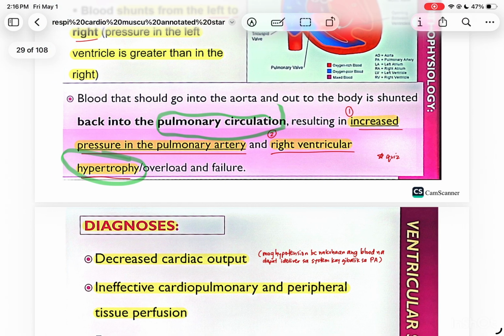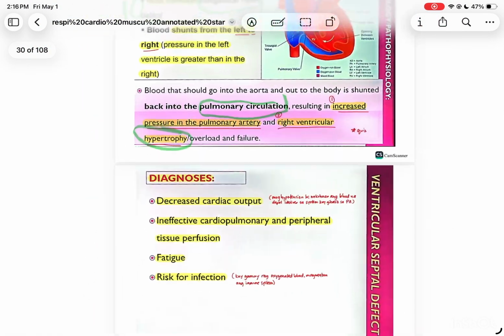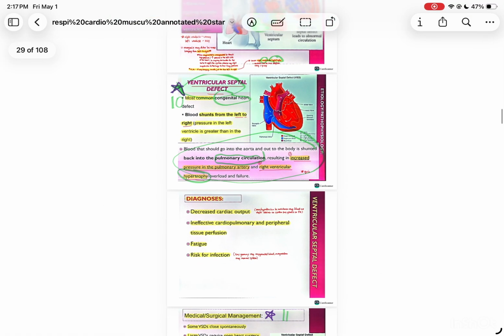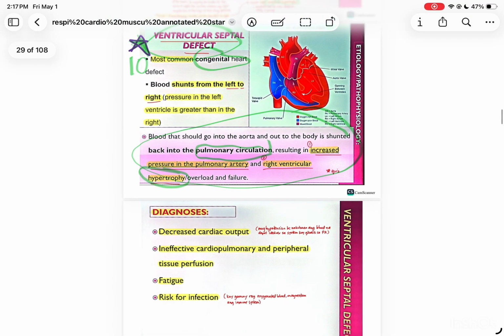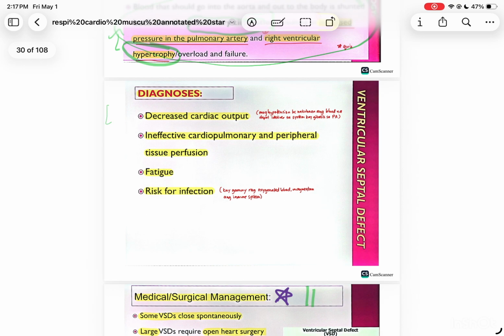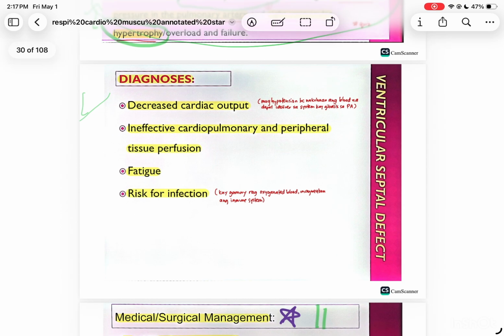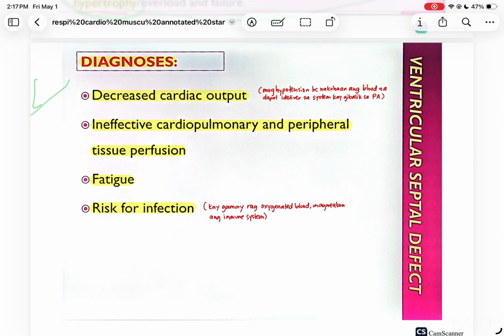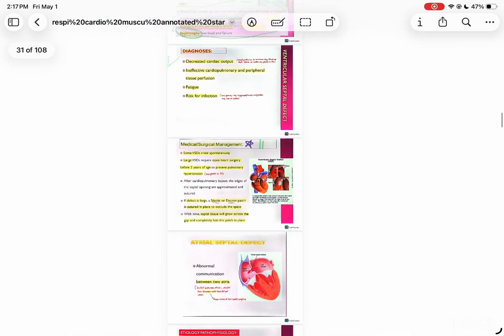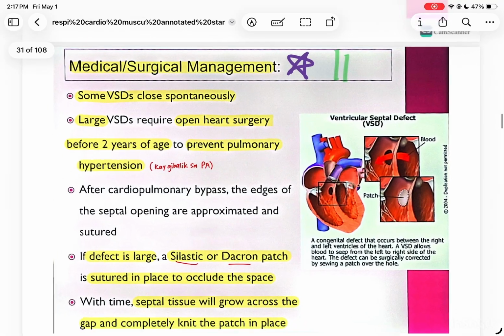Pressure in the left. So, muna to itong gidiscuss kanina. Blood that should go in the aorta and out to the body is shunted back into the pulmonary circulation, resulting in increased pressure in the pulmonary artery and right ventricular hypertrophy. So, overload and failure. So, kung sa ventricular septal defect, mag-increase ang pressure to the pulmonary artery. Increase ang pressure sa pulmonary artery and magkakos siya og right ventricular hypertrophy.